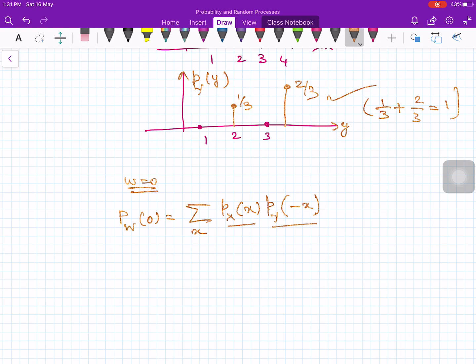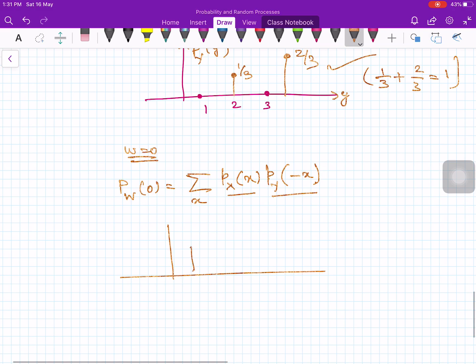So that means you take the PMF of x and the Py of minus x on top of each other, and you reverse the argument, and once you do the reversal of the argument, then do the cross multiplication, so that I'll show you now.